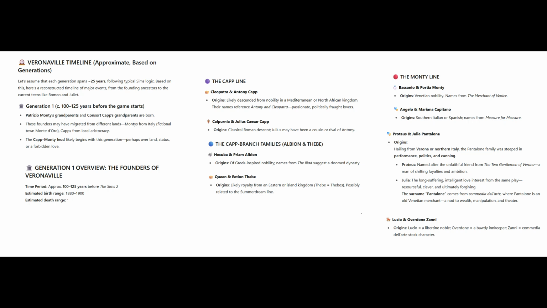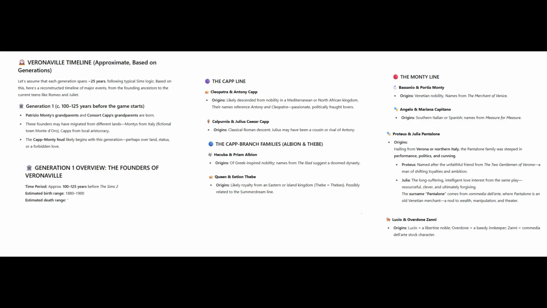So the timeline of this would be 1904 to 1889, I believe. That's the time frame. So, Patrizio Monty's grandparent and Consort Capps' grandparent are born, the same as Isabella Monty and Contessa Capps' grandparents. They're all born.